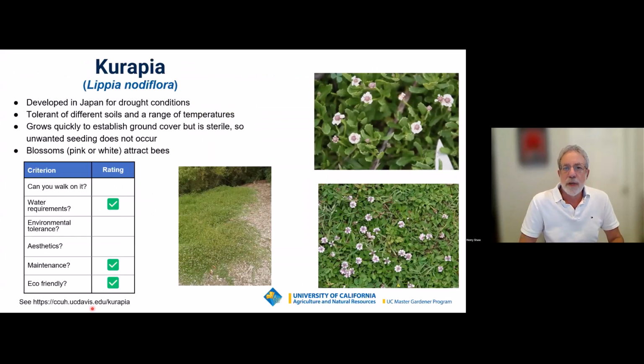Another alternative is Carapia. It was developed in Japan. It's actually a patented plant. It's developed by researchers in Japan for growing in drought conditions. It's quite tolerant of different soils and ranges of temperatures. It grows quite quickly to establish a dense ground cover, but it's sterile, so it doesn't reseed itself. You don't get unwanted seeding elsewhere in your garden. It's not invasive. It has pink or white blossoms, which attract bees, which could be a good thing if you want to attract pollinators, but perhaps not such a good thing if you want to walk around on your bare feet.